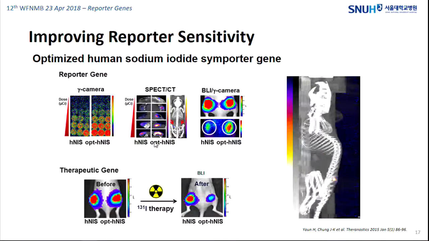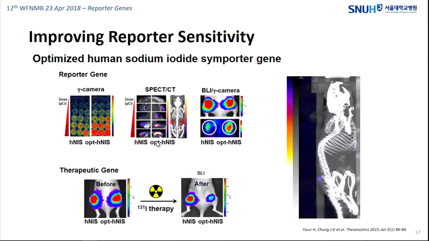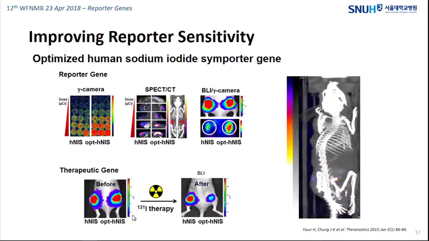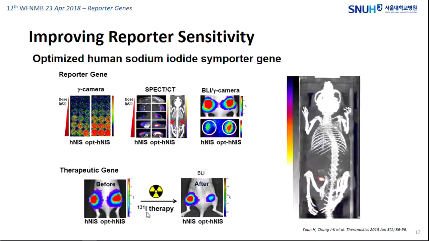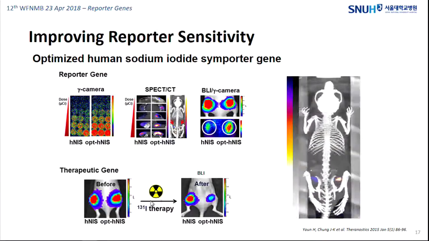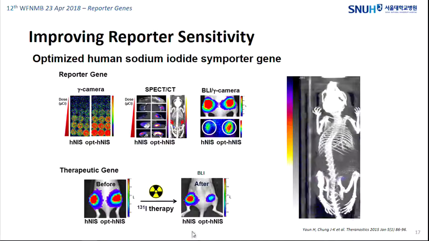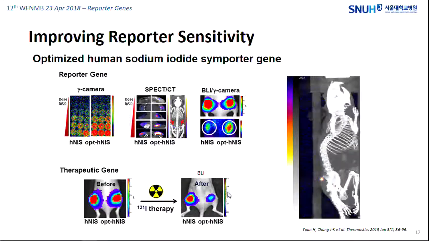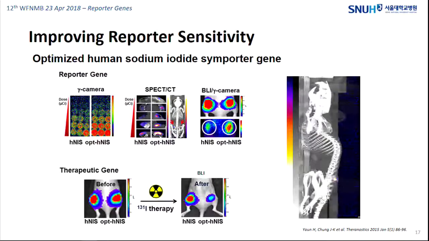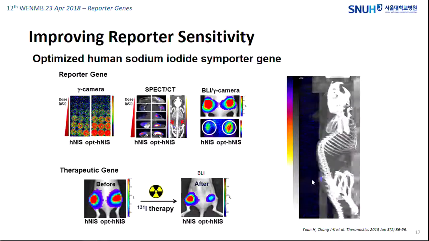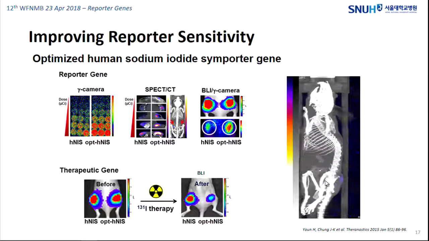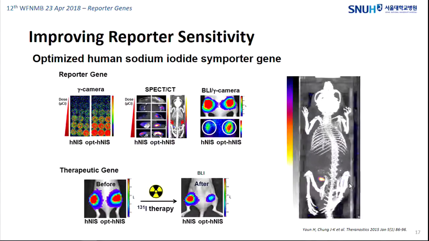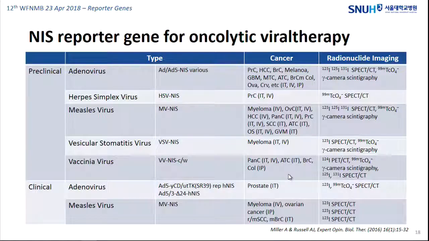And also, this sodium iodide importer can be used for therapeutic purposes. When treated with iodine-131, after 3 weeks we can have a better therapeutic efficacy in this case. This is a SPECT image with the optimized NIS and the wild-type NIS. So we can see clearly in this figure too.